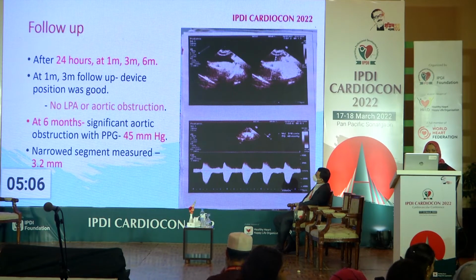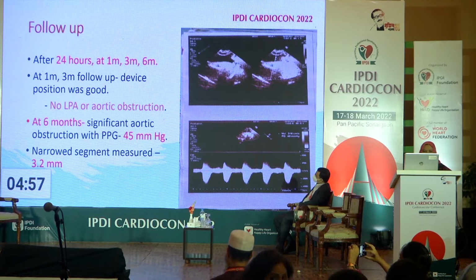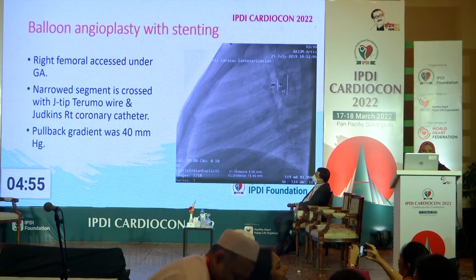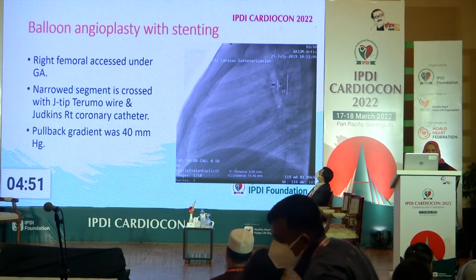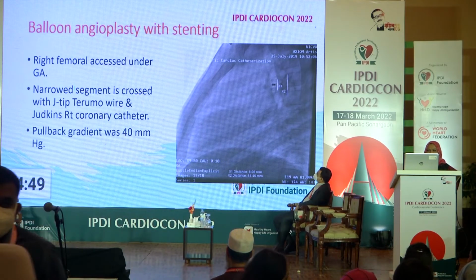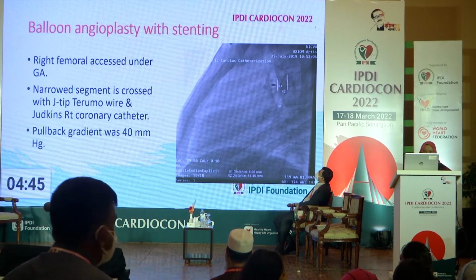But at 6 months of follow-up, there was a significant aortic obstruction, and the peak pressure gradient was about 45 millimeter of mercury, and narrow segment measured about 3.2 millimeter. So we planned for re-intervention, and the patient was prepared for balloon angioplasty and stenting after good discussion with the parents and good discussion of the whole team.